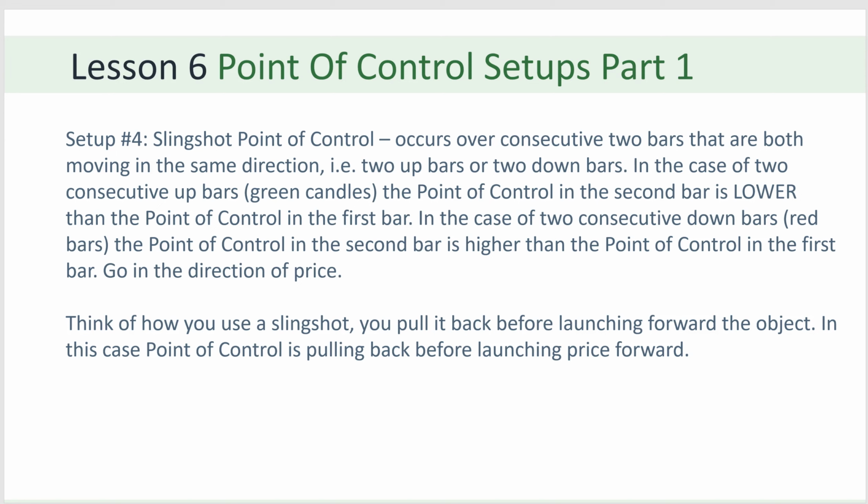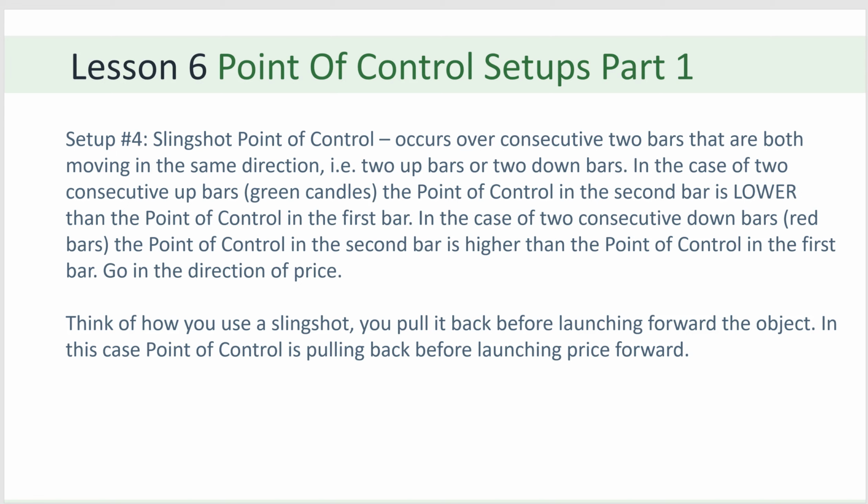Now, I just went through a lot of lessons where I say, on a market moving up, point of control should be higher. Now I'm telling you, there's a setup here where it's actually lower, but the bar closes higher. So it's going to be important. I'll show you in a second. And in the case of 2 consecutive down bars, 2 consecutive red candles, the point of control in the second bar is going to be higher than the point of control in the first bar.